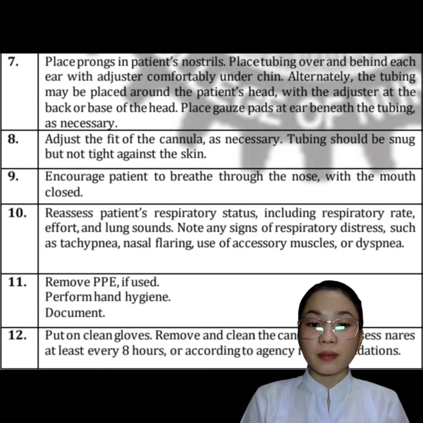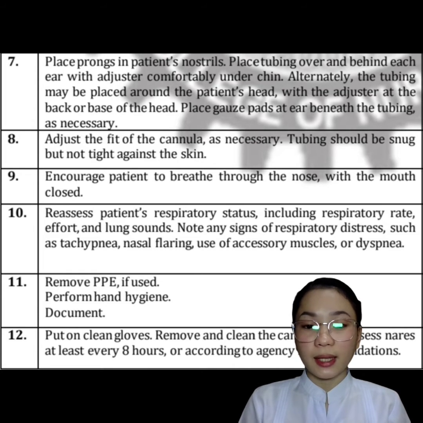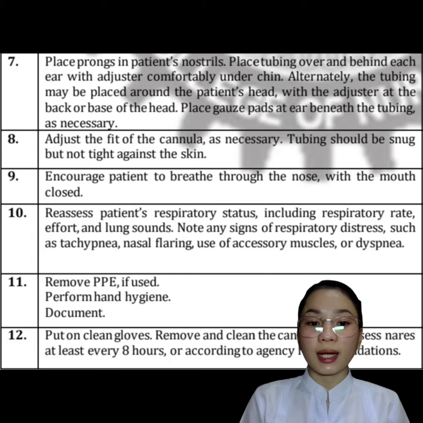Alternately, the tubing may be placed around the patient's head, with the adjuster at the back of the base of the head. Place gauze pad at ear beneath the tubing as necessary. Adjust the fit of the cannula as necessary. Tubing should be snug but not tight against the skin. Encourage patient to breathe through the nose with the mouth closed.